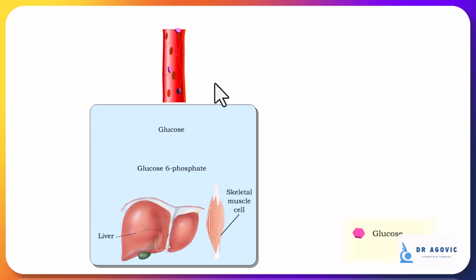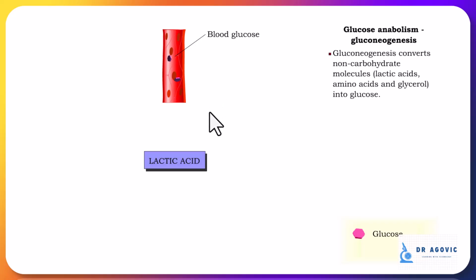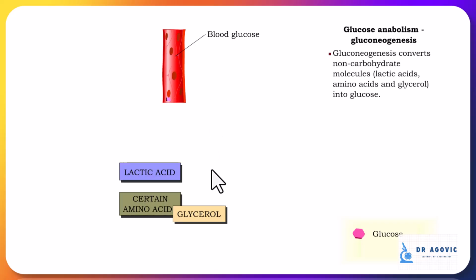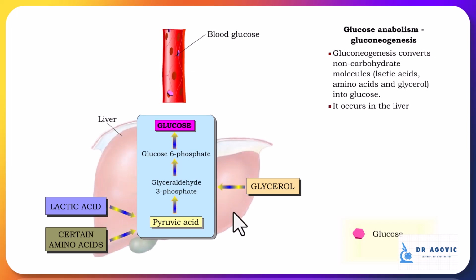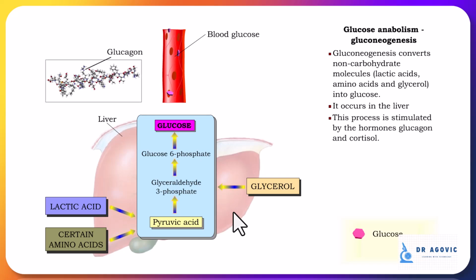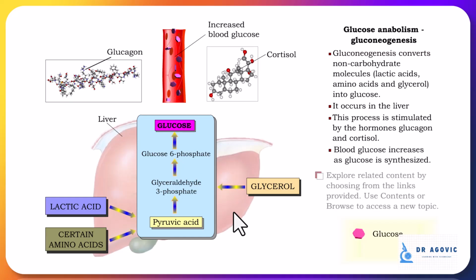Finally, let's explore how glucose can be formed from non-carbohydrate sources. Non-carbohydrate molecules such as lactic acid, amino acids, and glycerol can be converted into glucose in the process of gluconeogenesis. Like glycogenolysis, gluconeogenesis also occurs in the liver. The hormones glucagon and cortisol stimulate gluconeogenesis, and as the glucose is synthesized, blood glucose will increase.